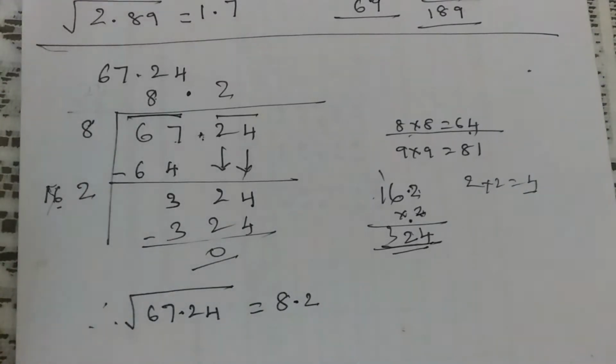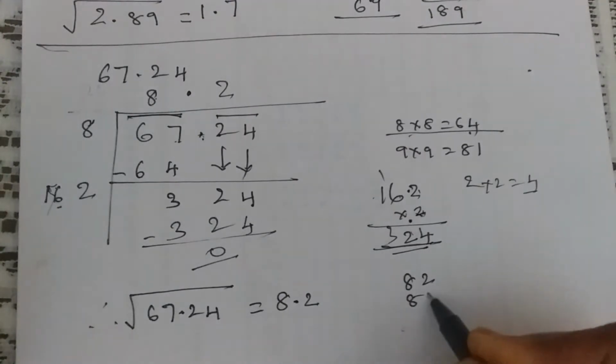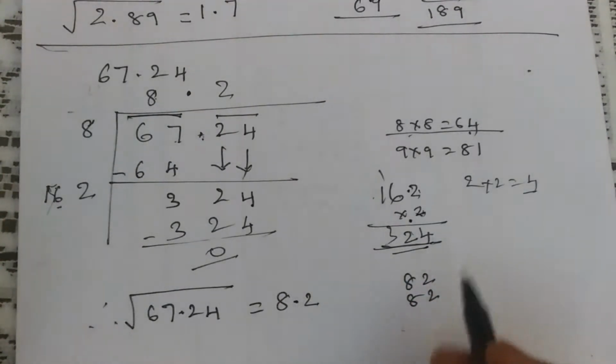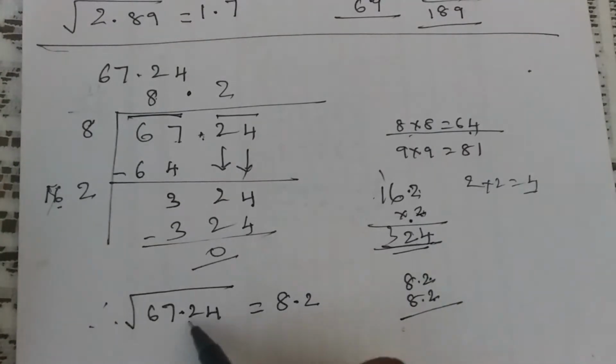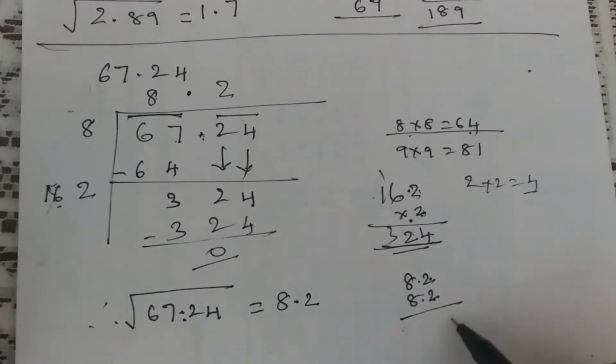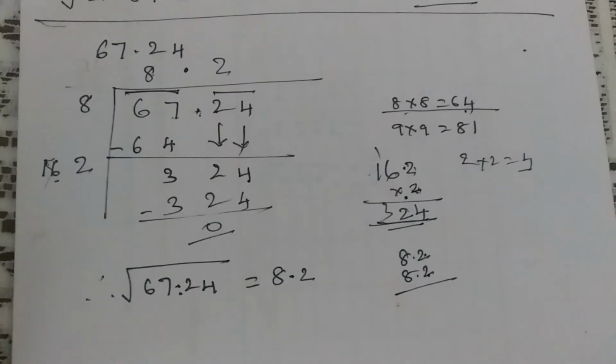And how do you check your answer here, children? Yes, you multiply 8.2 into 8.2. How to multiply decimal numbers? We take out the point, multiply. After multiplying, it is 8.2 into 8.2, so here 1 digit, here 1 digit. We count 2 digits and keep the point. So when you multiply, check whether you are getting 67.24. Definitely you will get it, you check it for yourself.